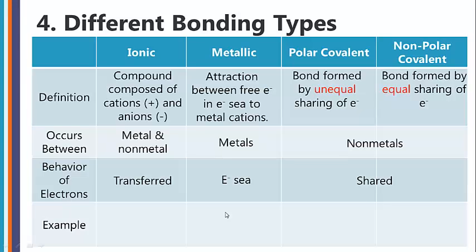So an example of an ionic compound would be sodium chloride, table salt. A metallic compound could be brass or iron or steel. Polar covalent is going to be water, and nonpolar covalent would be oxygen.